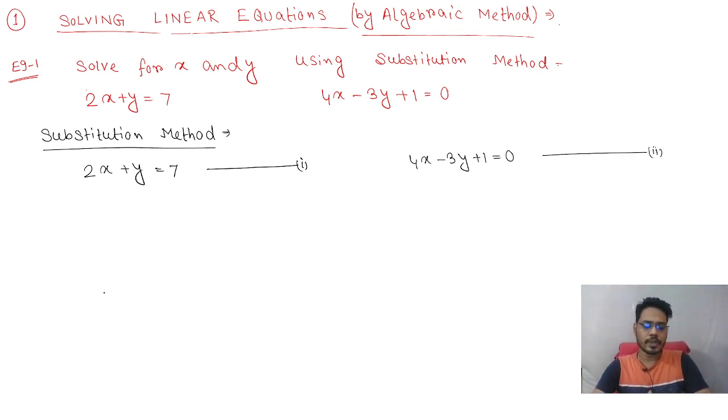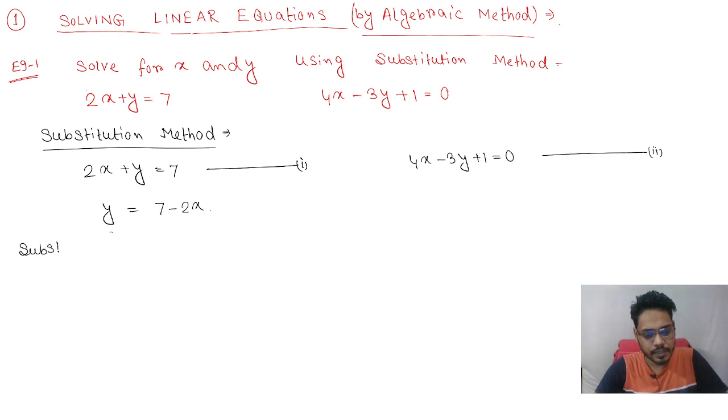Now from the first equation you will find the value of y. So y will be 7 minus 2x. Now we will substitute y, or we will put the value of y in equation number 2. Now substitute this y is equals to 7 minus 2x in equation number 2.